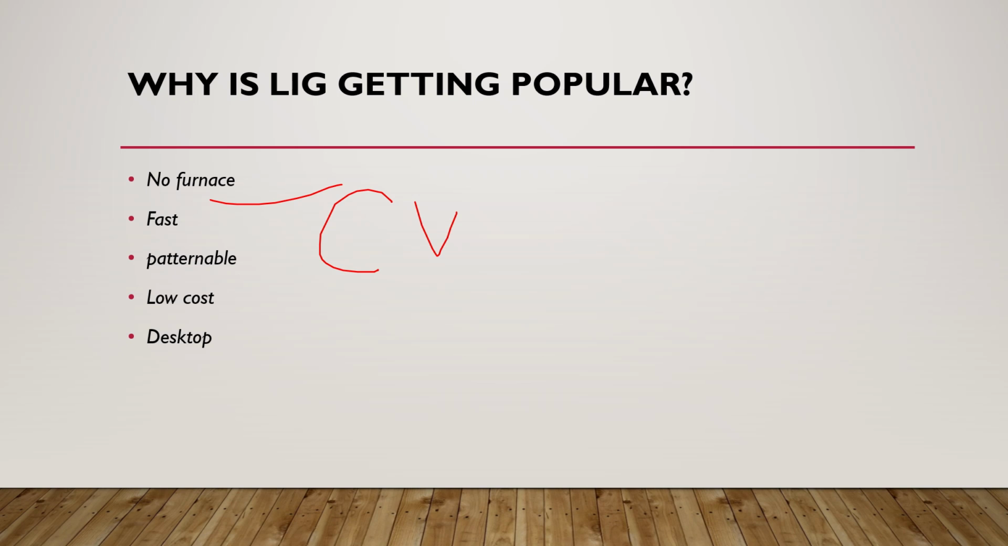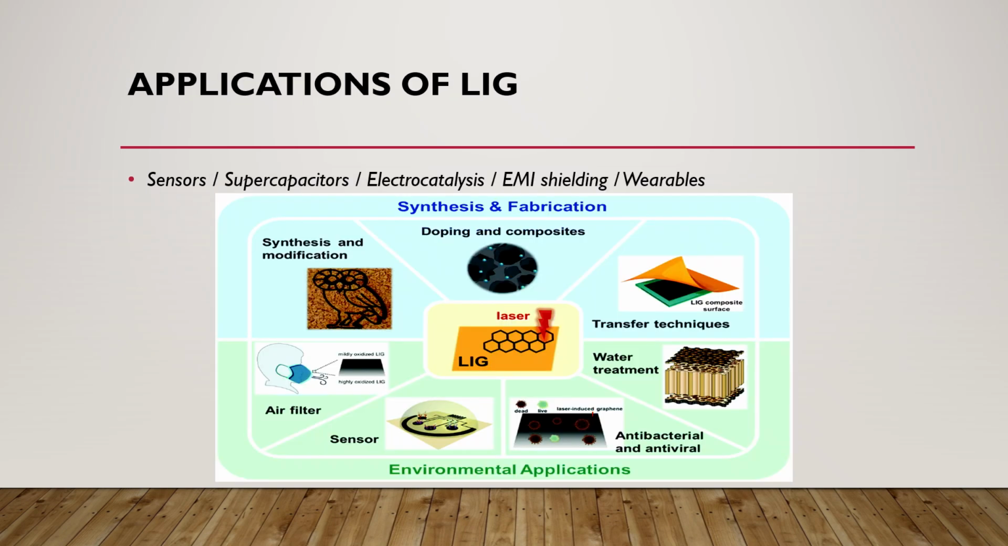Second, LIG formation is very fast. It writes graphene at centimeters per second. Also, it's patternable. You can produce graphene in any shape, for example circuit shapes, electrodes, logos. The laser is like your pen, and it's also very low cost. A basic diode laser you can get for under $500. So you will need just the desktop. That's why we're calling it the desktop revolution.